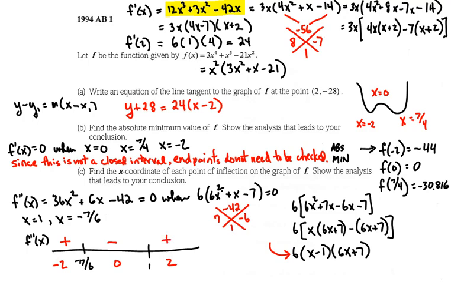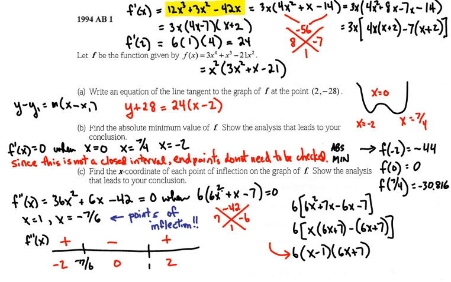And so points of inflection are 1 and negative 7/6. And not just because the second derivative was 0 there, but most importantly because the second derivative changed signs at those 2 points there, and we have demonstrated that.